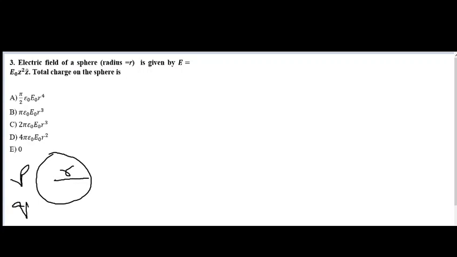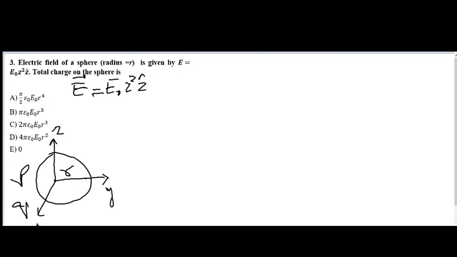We will set our coordinate axes as, suppose this is our x-axis, this is y and this is z-axis. The electric field in the problem is given as E is equal to E naught z squared times z unit vector. That is, this electric field is in the direction of the z-axis.